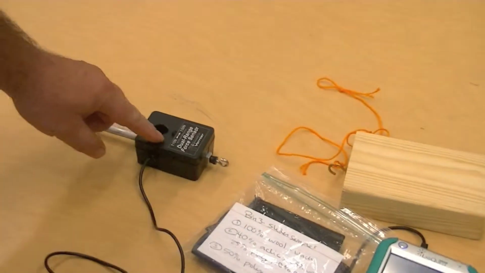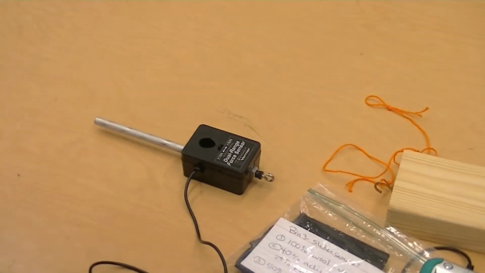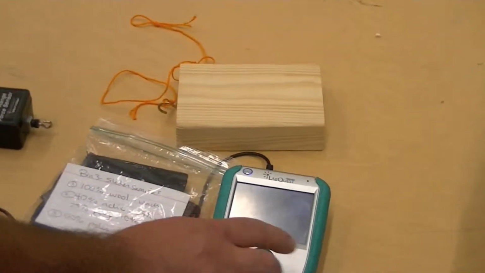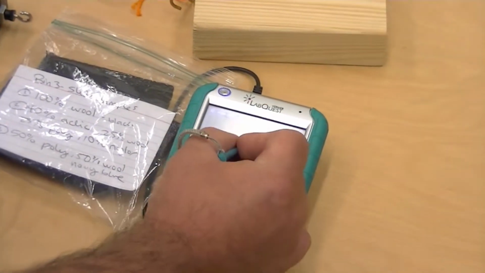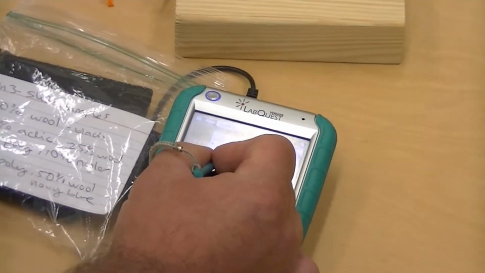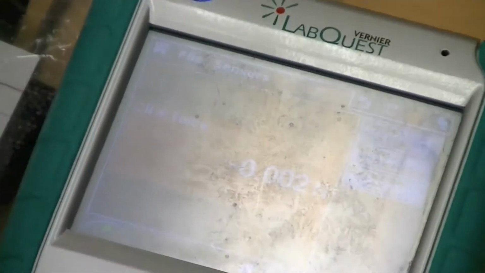Make sure that the force sensor is on plus or minus 10 newtons. Looking over at the LabQuest, we can see that the sensor needs to be calibrated to 0. To do that, we are going to go to Sensor, zero. So our sensor is calibrated, our Vernier is up and running.